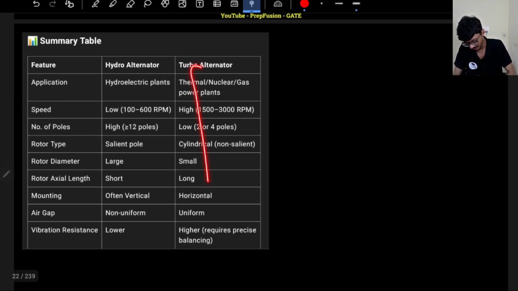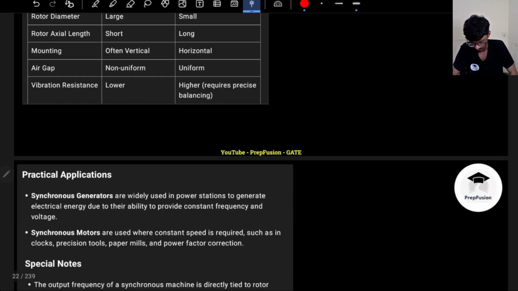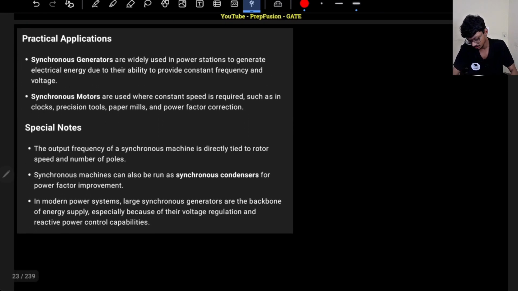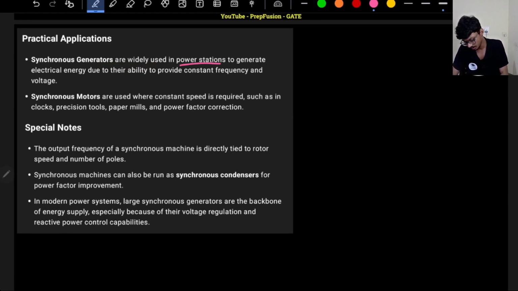The summary is already written, you can go through this. I have already explained it, I don't need to read it over again, okay? So synchronous generators are widely used in power stations. Everywhere else you will see synchronous generators used to generate electrical energy due to their ability to provide constant frequency, as I have already explained. Synchronous motors will be used where constant speed is required even if there is load variation, okay?